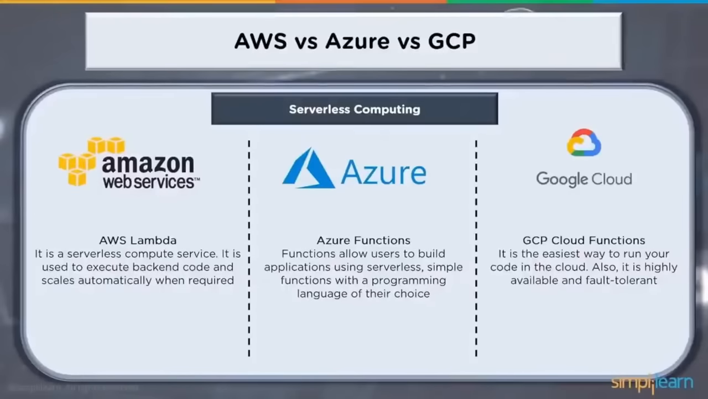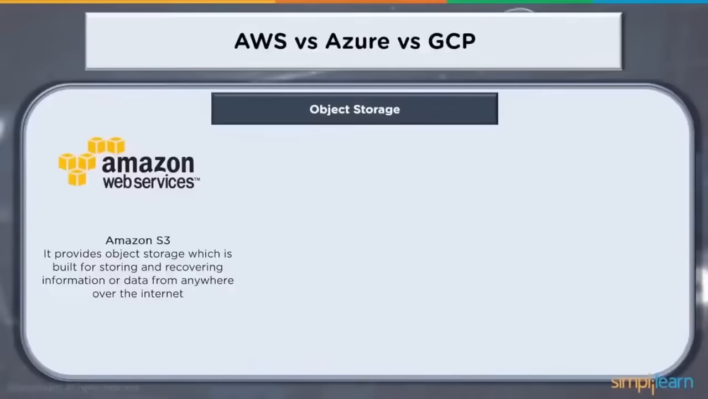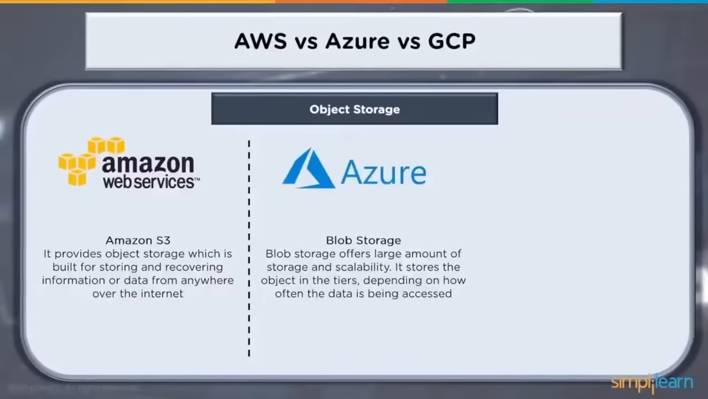Now that kind of infrastructure is not really preferred in today's modern times when organizations are working on different kinds of newer applications. When we talk about object storage, Amazon has Simple Storage Service, that is S3. It provides object storage, which is built for storing and recovering information or data from anywhere over the internet. Azure comes up with Blob Storage, that is binary large objects. Storage offers a large amount of storage and scalability. It stores the objects in tiers, depending on how often the data is being accessed. Now, the same thing applies to even S3, which is from Amazon.